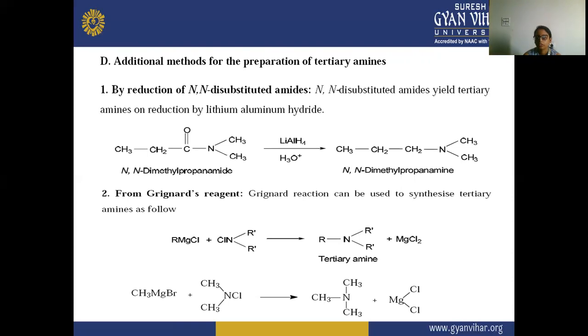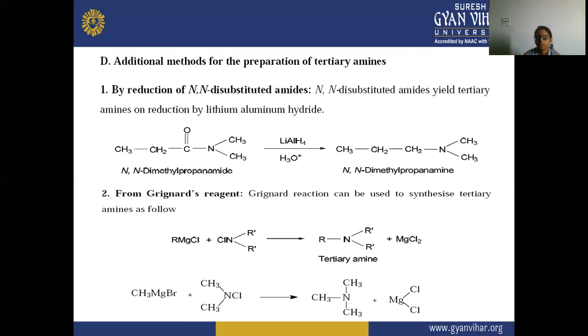Firstly, the Grignard reagent is formed from the reaction of alkyl halide with magnesium, and there is a formation of the Grignard reagent, that is RMgX. In this, X is the halogen and R is the alkyl. Here we have taken chlorine, so RMgX is the alkyl magnesium chloride, which reacts with a secondary amine.